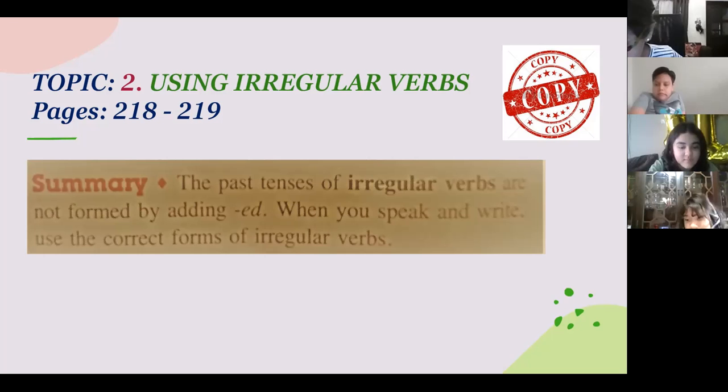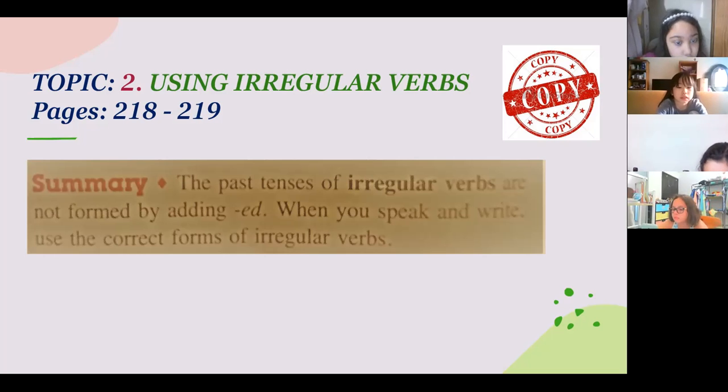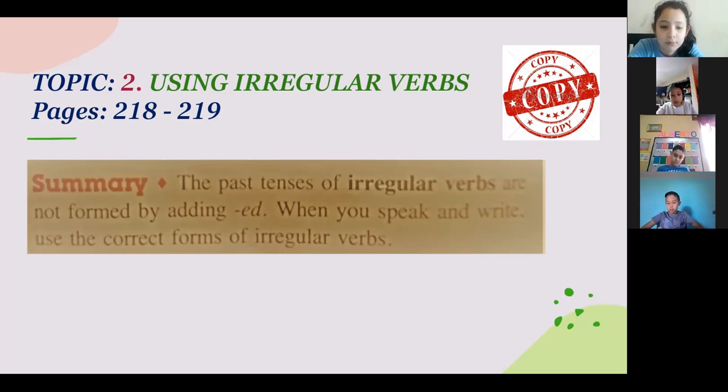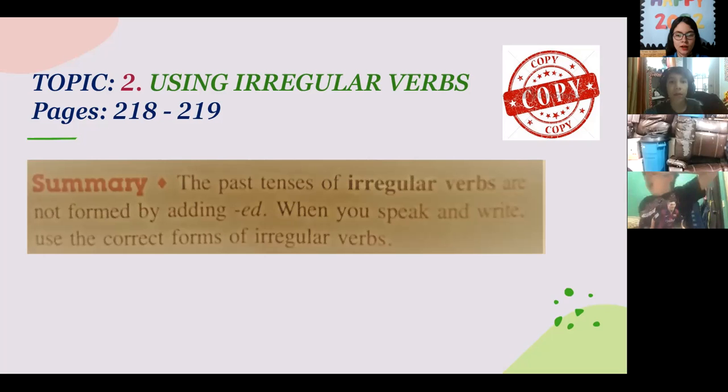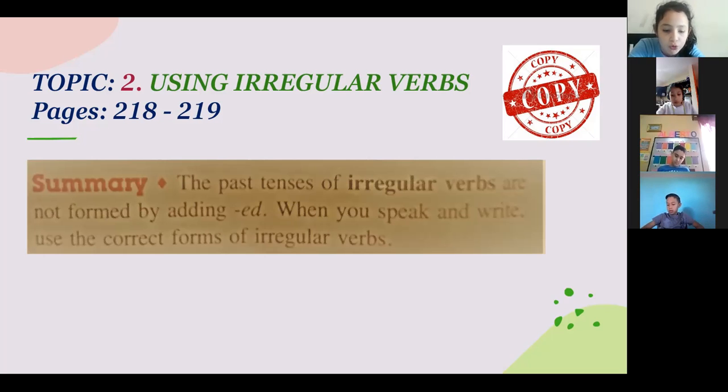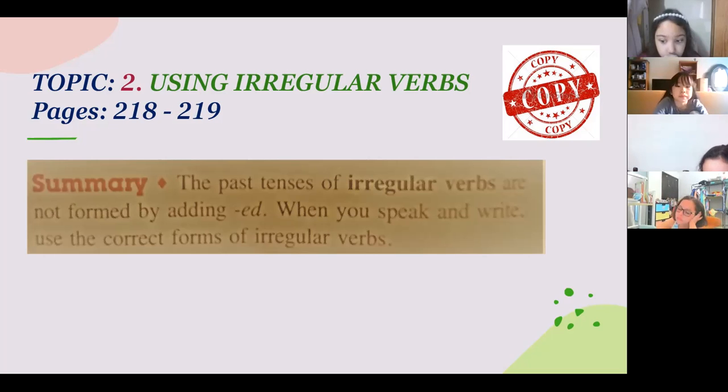Ten, 9, 8, 7, 6, 5, 4, 3, 2, 1, and 0. Okay, don't forget the irregular verbs. That's why they are called irregular, because they don't follow the rule. We do not attach the ed. We change the spelling of the word, like the examples I showed you before.